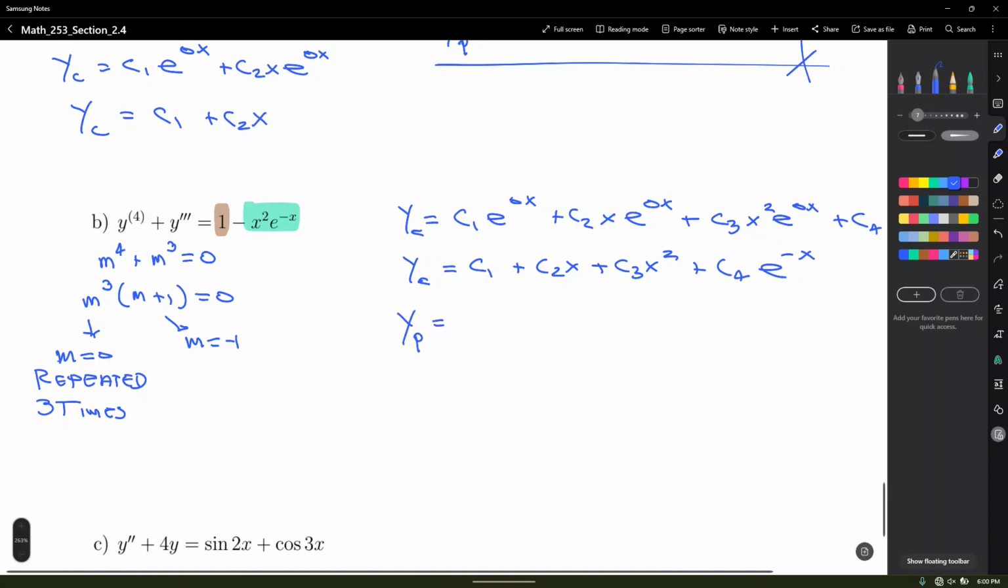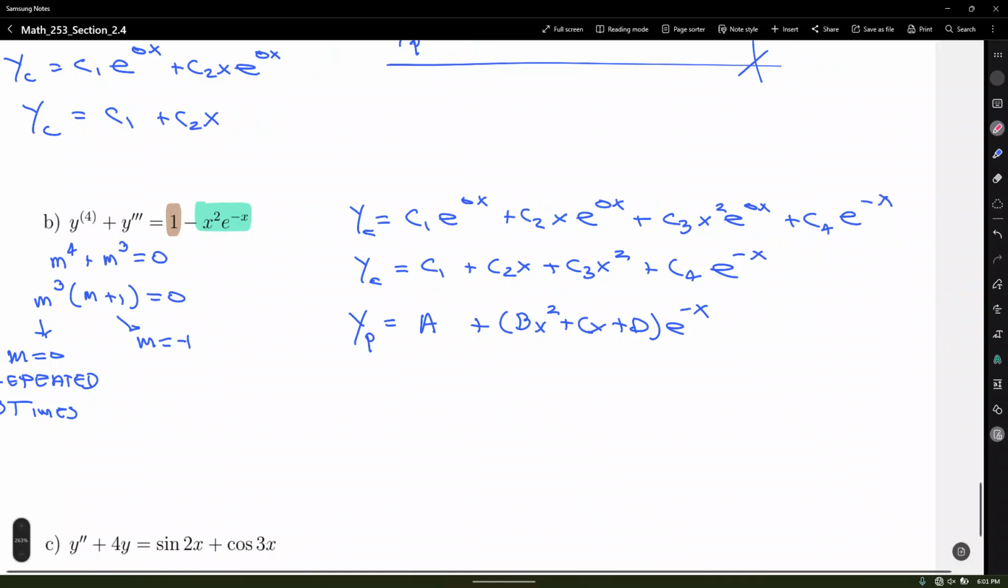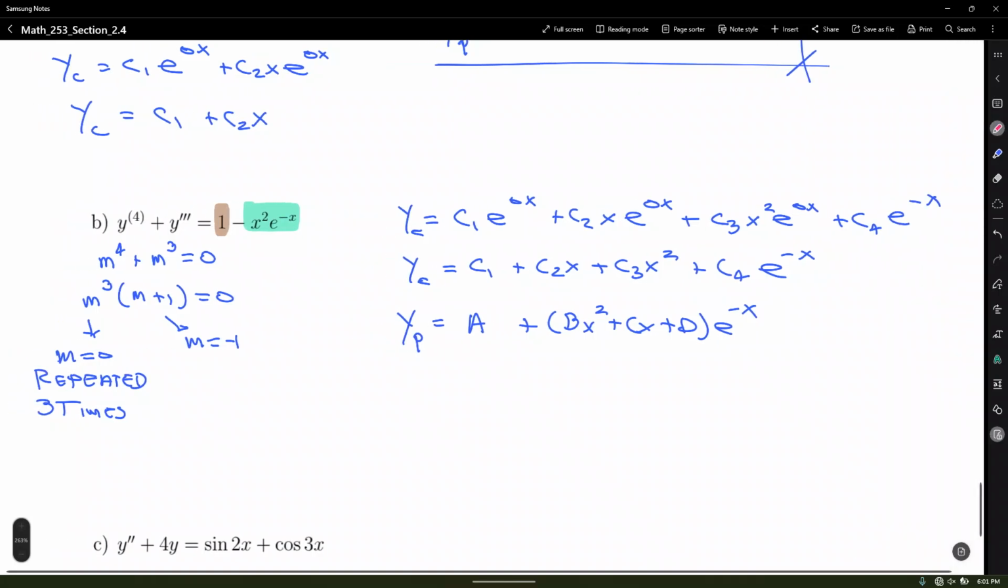Y sub p equals some constant a to take into account the 1, plus a quadratic times an exponential, that is, b x squared plus c x plus d, times e to the negative x. All right? So let's see, what about it? Okay, so this is a constant, right? Do you guys agree that this constant is a duplicate of c1?